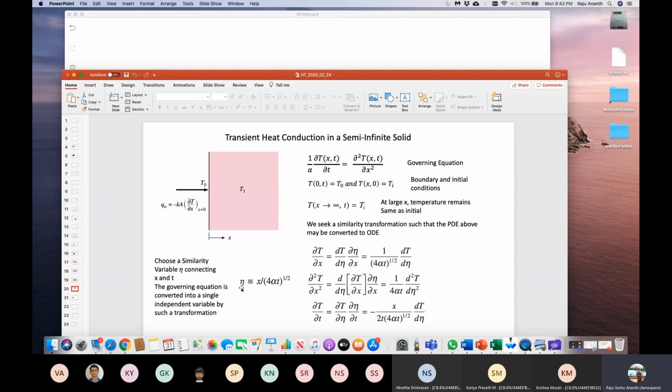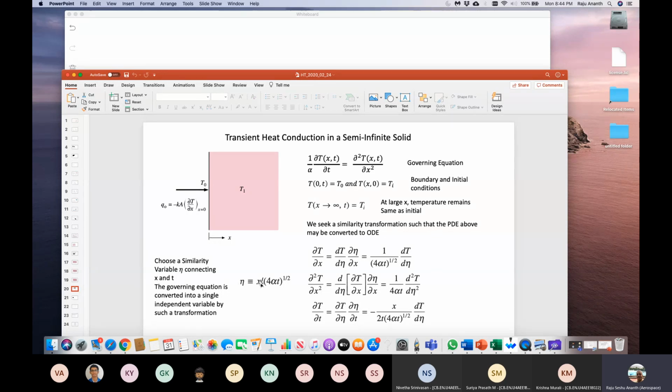Now, the most important thing is when x is equal to 0, which is here, it looks like it is equal to time t equal to infinity. In other words, even at a large time, this temperature is the same. So eta is 0 here. That eta could be 0 in two ways: either x has to be 0 or time is infinity. That's the interesting thing.